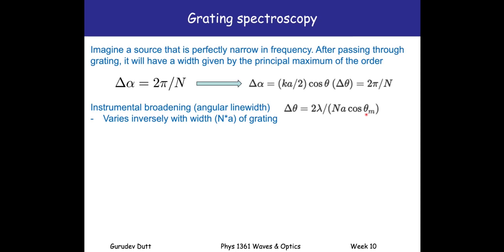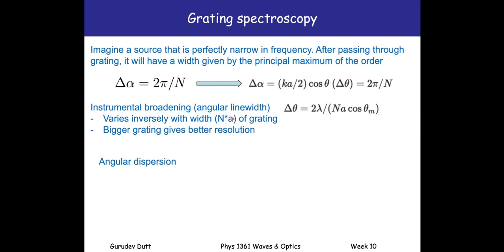So it varies inversely with the width. Remember, the width of the grating is going to be the number of lines N times the spacing between the lines. So it varies inversely with the width of the grating. So if you want very small instrumental broadening or angular line width, you want to make the grating as wide as possible. So a bigger grating will give us better resolution of each individual line in this situation.